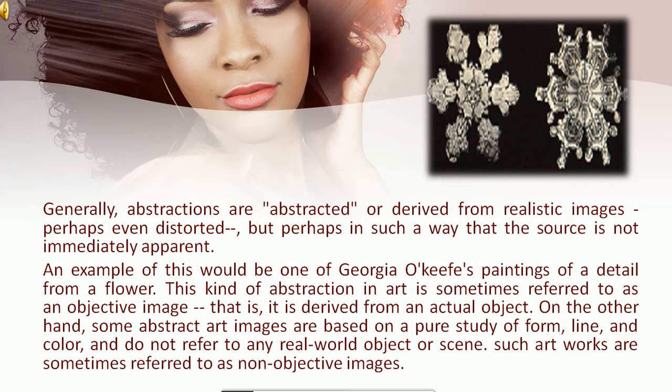An example of this would be one of Georgia O'Keeffe's paintings of a detail from a flower. This kind of abstraction in art is sometimes referred to as an objective image, that is, it is derived from an actual object. On the other hand, some abstract art images are based on a pure study of form, line, and color, and do not refer to any real-world object or scene. Such artworks are sometimes referred to as non-objective images.